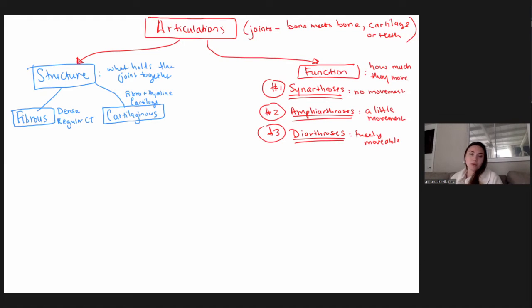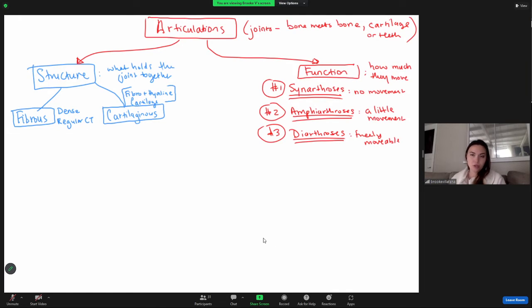If you remember your locations, where was elastic cartilage found? Wasn't it found in the ears and the epiglottis? So doesn't it make sense that those aren't joints, right? The ear would not be where bone meets bone, cartilage, or teeth, and the epiglottis is in your throat. That's why cartilaginous joints are just fibro and hyaline.